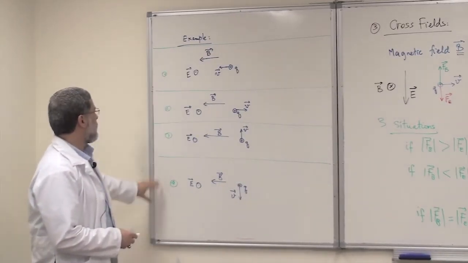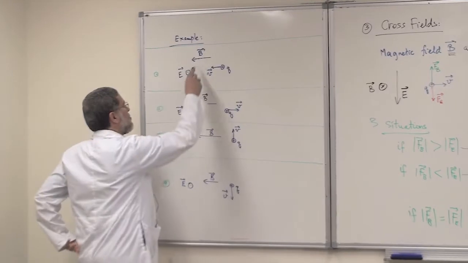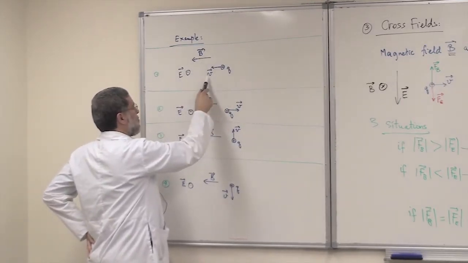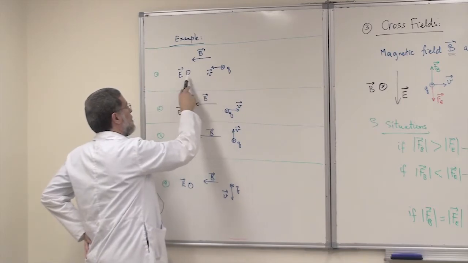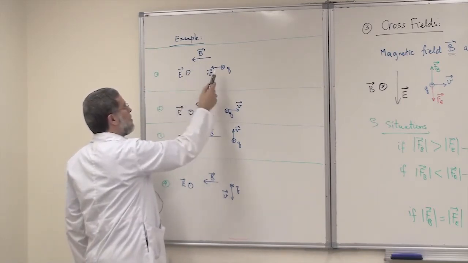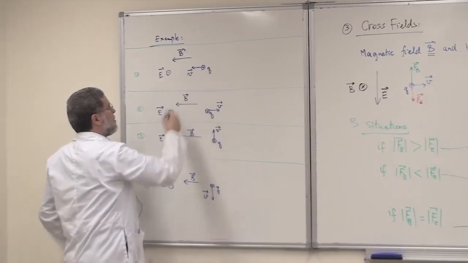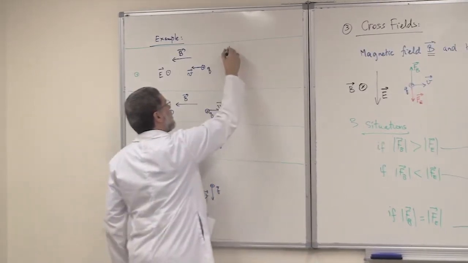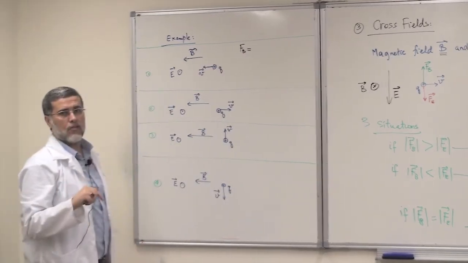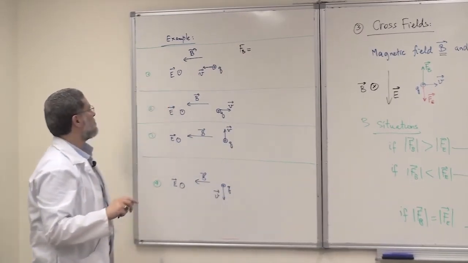Okay, my son, let's apply what we have learned to this small example. We have four cases. I'm showing you the magnetic field direction, the electric field direction, and the charged particle with the velocity v direction. This means the electric field is outside. This means B is to the left, and the particle is moving to the left. Can you tell me what is FB in this case? What is the magnetic force, magnitude and direction, in this case, number 1?